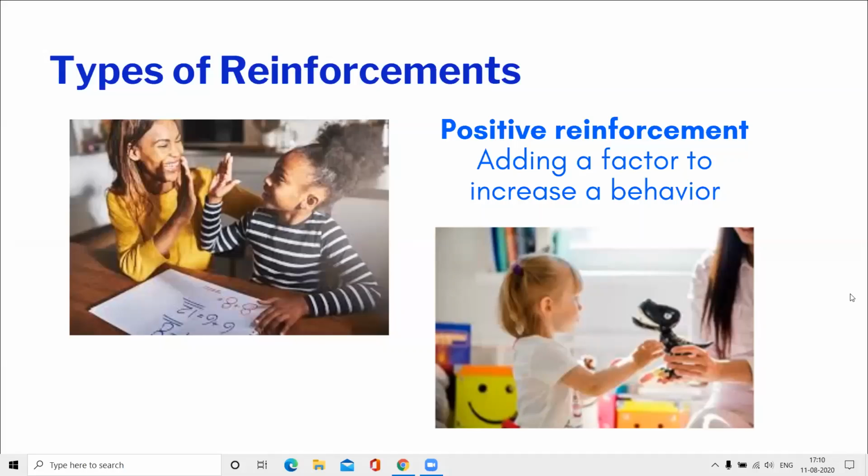So positive reinforcement is basically adding a factor to increase a behavior, all right? So when we give a toy to the child, or when we give a high five to someone, that is adding something, an action or object or event that is actually helping the behavior go up. So that is positive reinforcement. So food items or high-fiving, saying good job are all examples of positive reinforcement.